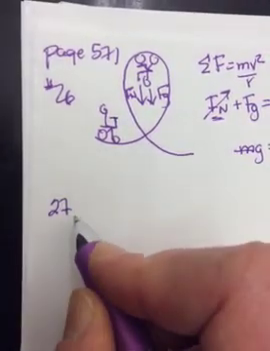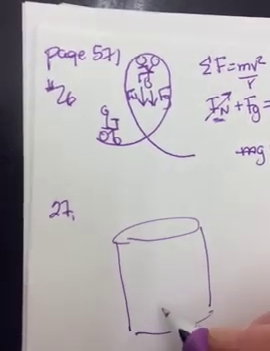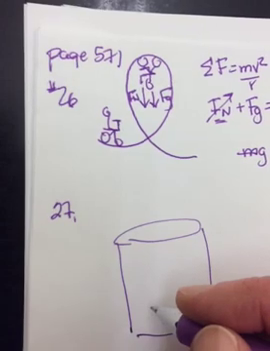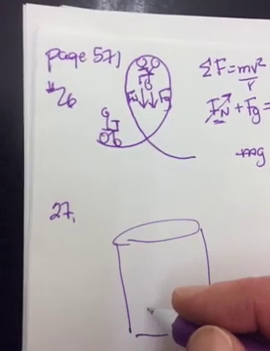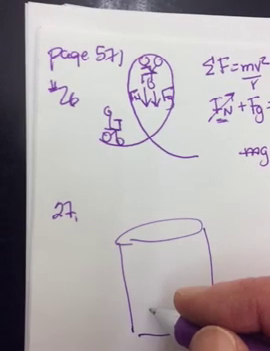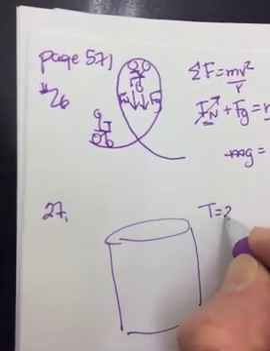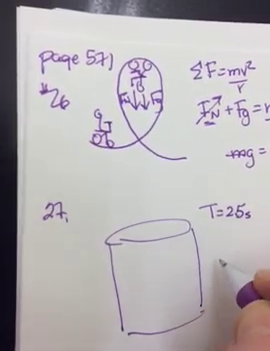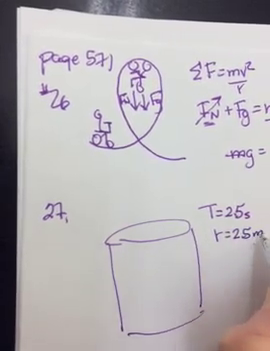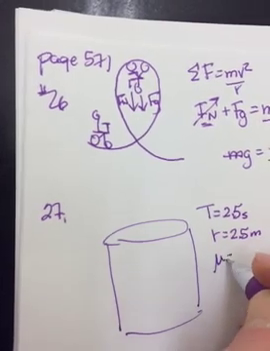Number 27 is the typhoon ride again. Okay, so in this ride, it says an amusement park ride consists of a large cylinder rotating around a vertical axis. People stand on a ledge inside. When the rotational speed is high enough, the ledge drops away and people stick to the wall. The period of rotation, T, is 2.5 seconds, and the radius, r, is 2.5 meters. What is the minimum coefficient of friction required to keep the rider from falling?